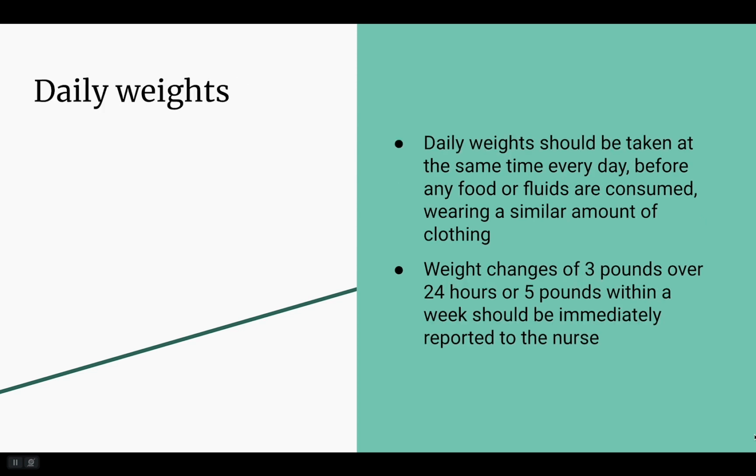If a resident requires daily weights as documented in their care plan, their weight should be taken on the same scale at the same time every day before any food or fluids are consumed, and while wearing a similar amount of clothing. The weight is documented, and weight changes of 3 pounds over 24 hours or 5 pounds within a week should be immediately reported to the nurse to address any possible complications.